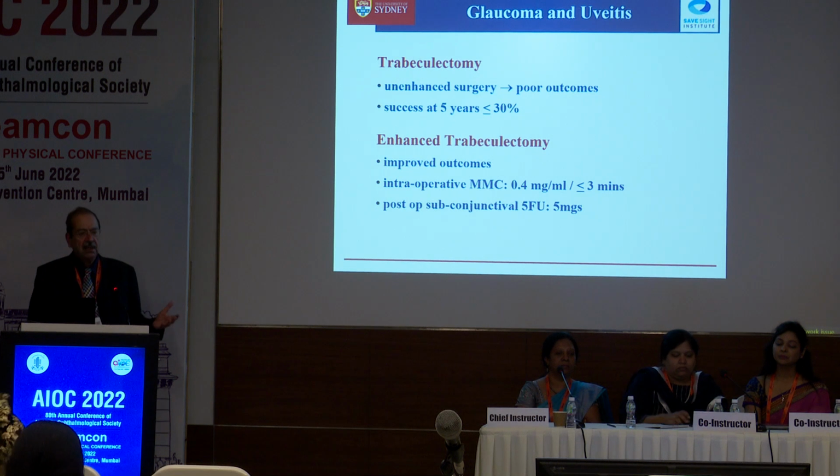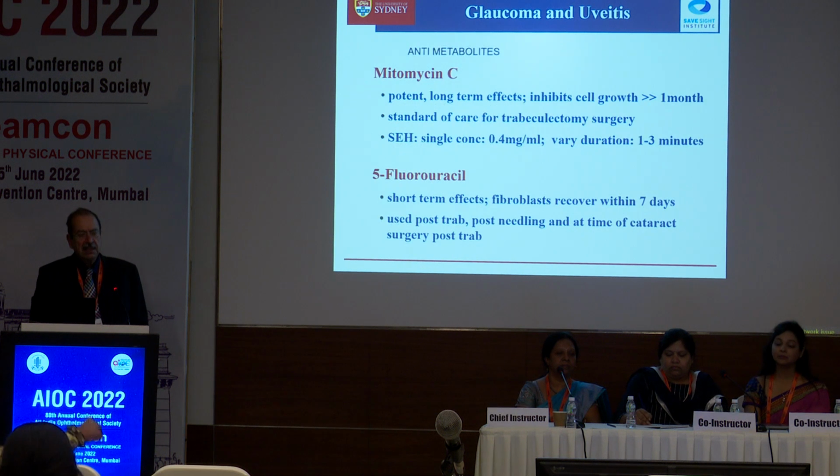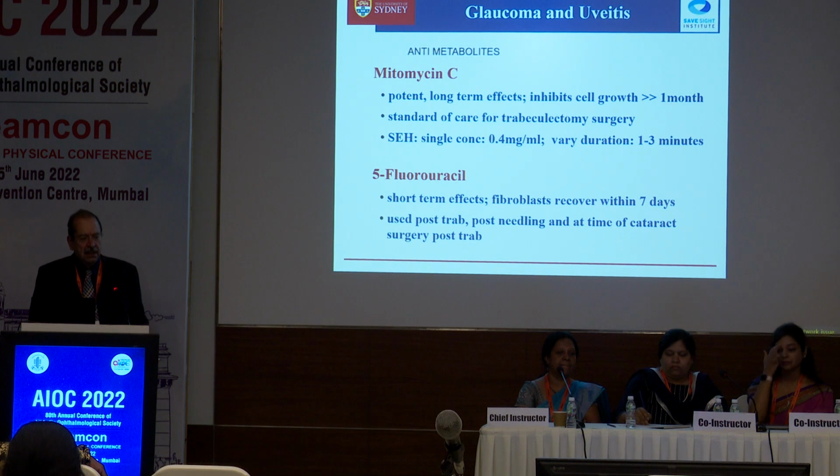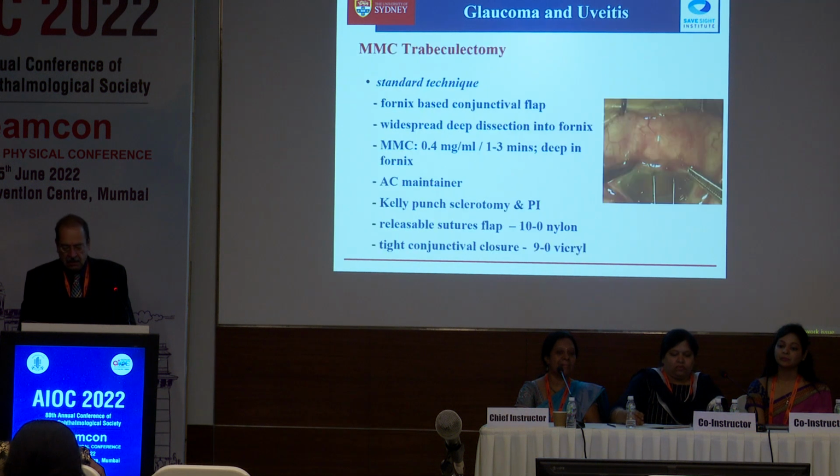But enhanced trabeculectomy with the use of antimetabolites is, I think, the way to go. Mitomycin C is used intraoperatively. It has longer-term effects and inhibits cell growth for more than a month, and now is the standard of care for trabeculectomy. At the Sydney Eye Hospital, we use concentrations of 0.4 milligrams per mil and apply it for 1 to 3 minutes. 5-FU is used post-surgery. It's used along with phacotrabeculectomy and also at the time of cataract surgery.